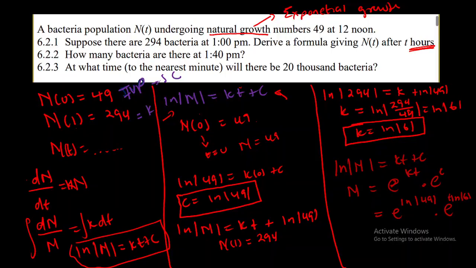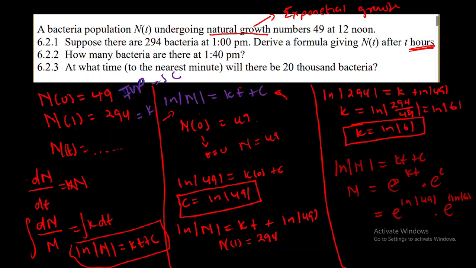And then the last question, they said, at what time will there be 20,000 bacteria? They're looking for time. 20,000 bacteria represents the value of N. It means N is going to be 20,000, and then t is unknown. So we're looking for t when N is equal to 20,000.